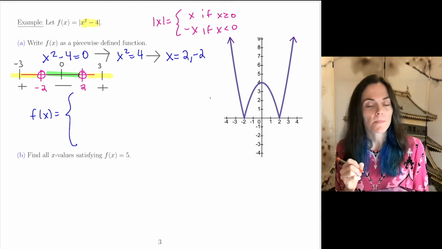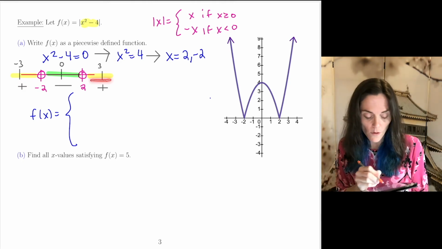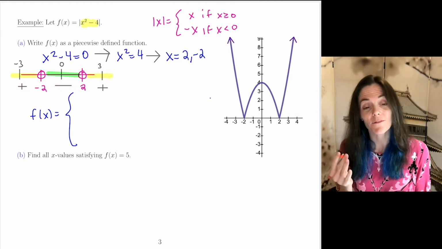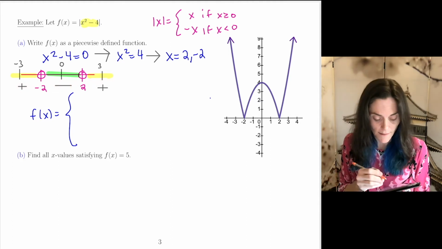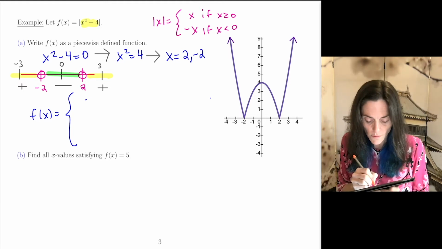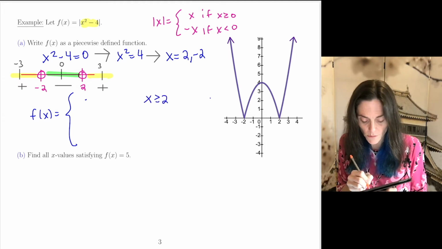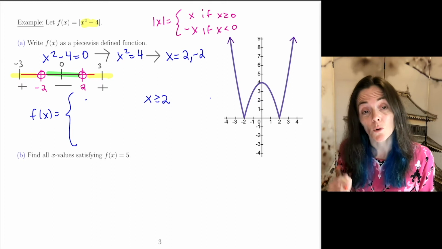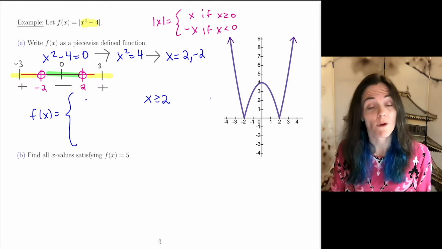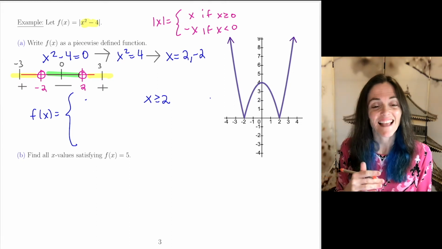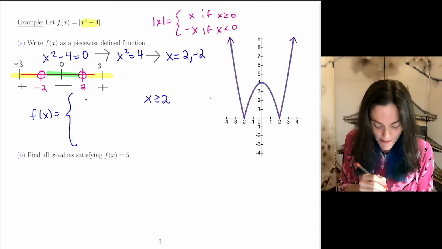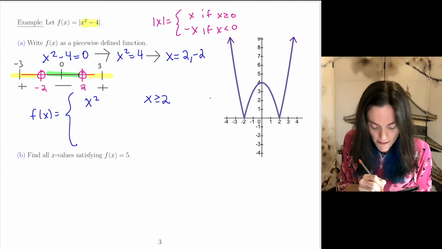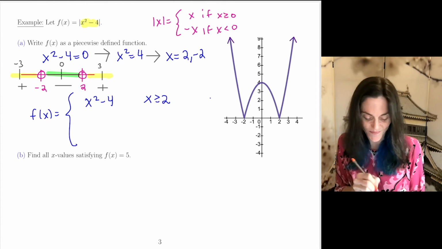First of all, I will go interval by interval because you see I have 3 different intervals here. So let's do x bigger than or equal to 2. For x bigger than or equal to 2, x squared minus 4 is greater than or equal to 0. That's what we figured out. And so the absolute value of it is the function itself. I will say if.